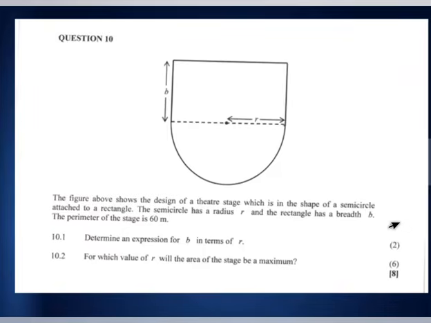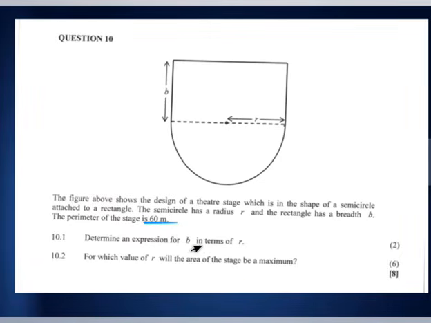Here is another one before we look for some weird level. They give you this particular shape, right? As we can see, it's a semicircle mixed with a rectangle. Now they said the figure above shows the design of a theater stage which is in the shape of a semicircle attached to a rectangle. The semicircle has a radius r and the rectangle has a breadth b. The perimeter of the stage is 60 meters.